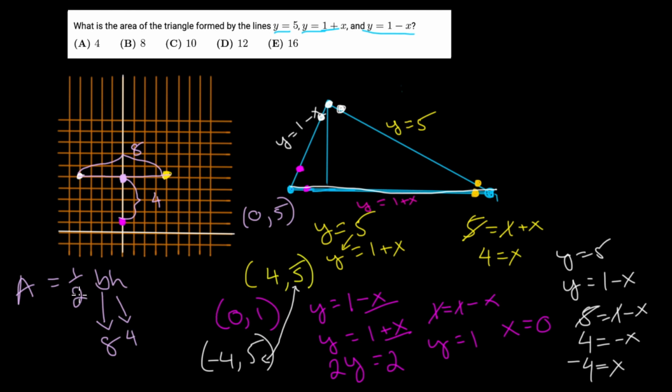Now that we know the base and the height, we can multiply by half. So it'll be 8 times 4 divided by 2, which we know would be 16. And so on our test, we would circle E.